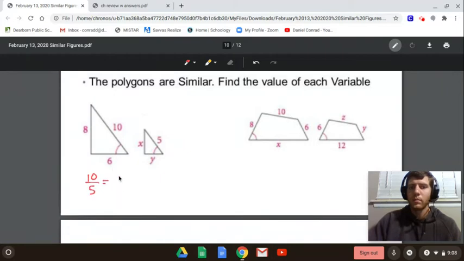Okay, 6 is going to line up with y, so we can do 6 over y. And then 8 is going to line up with x, so we can do 8 over x. Okay, you could have done these in reverse, 5 over 10, y over 6, and x over 8. That would have been fine.